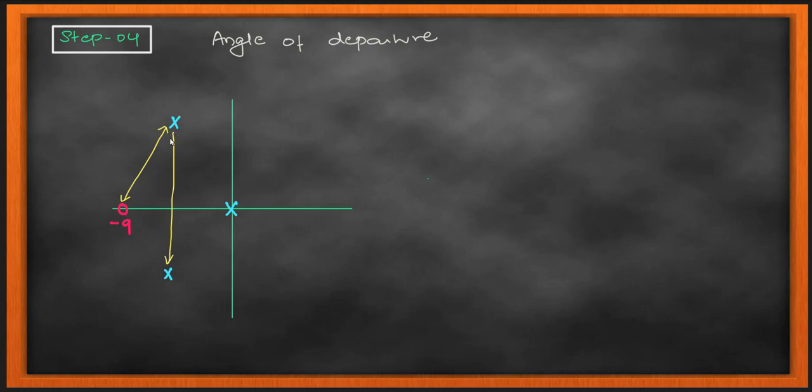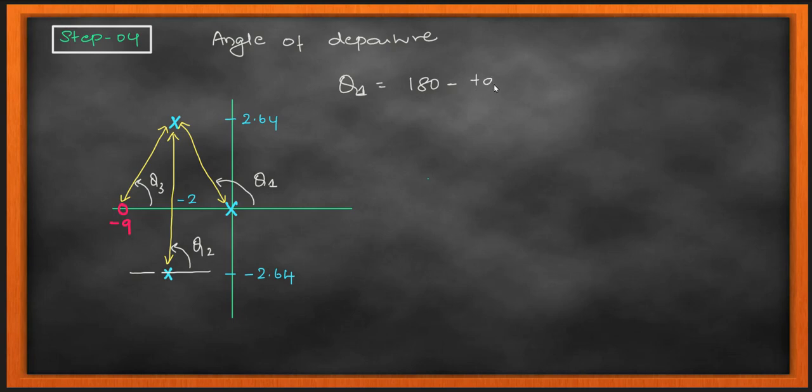I have my first projection line to be this, the second projection line shown here, and my third projection line. The yellow shows the projection lines, which means I'm going to calculate 3 angles from the horizon. That is my theta 1, theta 2 and theta 3. I know these values: minus 2.64, plus 2.64, and that point is minus 2, because those are the complex conjugates. Now I can easily write theta 1, theta 2 and theta 3.